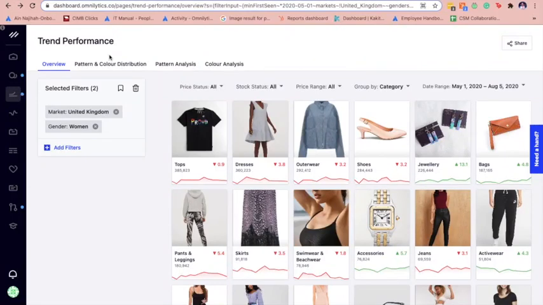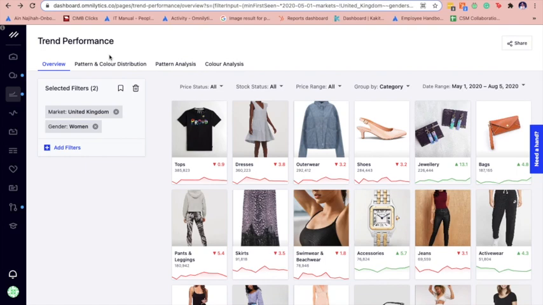The Trends Performance module not only allows you to identify trending products, but also helps brands spot demands and further validate whether the demand is sustained in the market. Let's take a look at how you can identify and validate trends with these few steps.